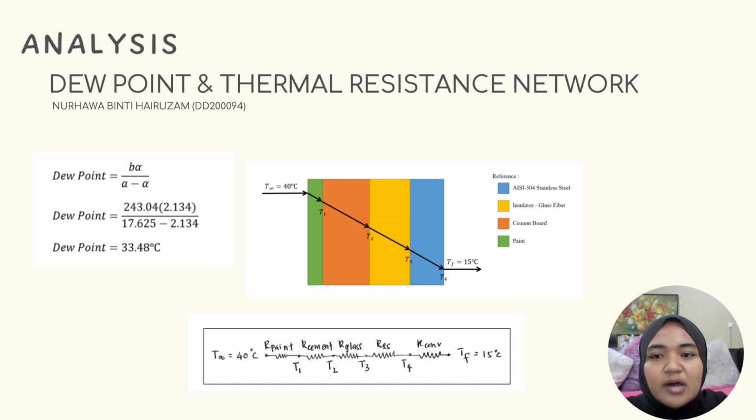So the viewpoint for our project would be 33.48 Celsius, while here is our thermal resistance network, which has a resistance convection at the window of the wall.